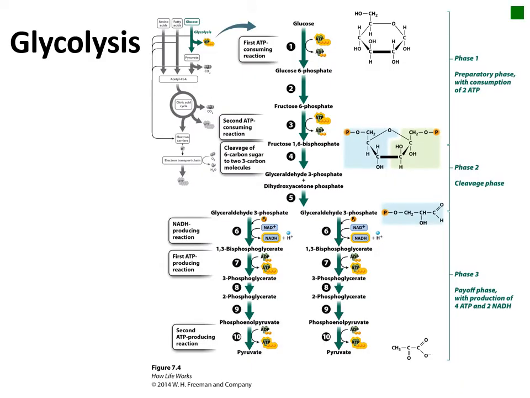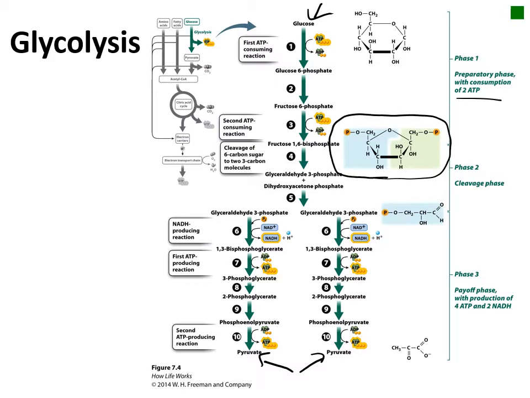Glycolysis, the first stage of cellular respiration, is a series of 10 chemical reactions, starting with glucose and ending with 2 molecules of pyruvate. Glycolysis can be divided into 3 phases. The first phase is the preparatory phase. In this phase, 2 molecules of ATP are required to phosphorylate the glucose molecule. The addition of phosphate groups helps trap glucose inside the cell and makes the molecule unstable, allowing the second phase to occur. The second phase is the cleavage phase, where the 6-carbon ring structure is broken into 3 carbon molecules, as seen highlighted in blue and green here.